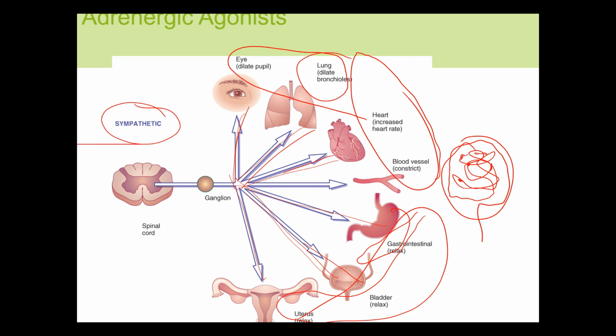So this is an example of what adrenergic agonists do. So agonists, remember, they stimulate the receptors. They actually go to the receptor site, and they constrict blood vessels, increase heart rate, dilate your bronchioles, dilate your pupils, but then down here it relaxes everything, so peristalsis starts going, and then you have to run to the bathroom.